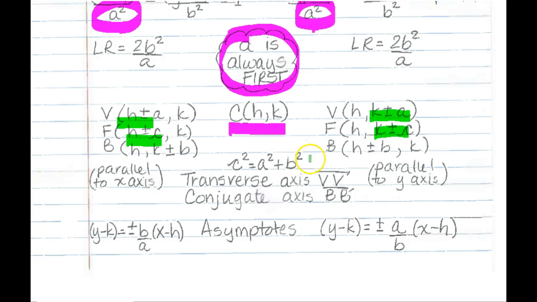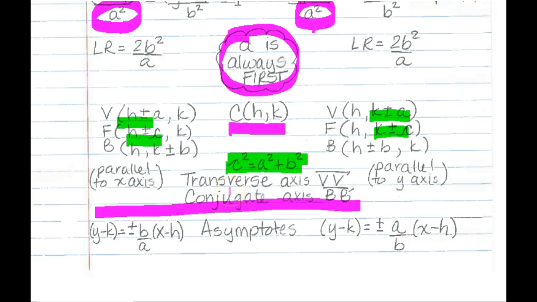The other big thing to notice is that our equation for the relationship between a, b, and c, the distances, is very familiar to us: c squared is equal to a squared plus b squared. I also wanted to mention one more time the conjugate axis and transverse axis. One unique thing that we do not have for ellipses, but we do have for hyperbolas, are these asymptotes.